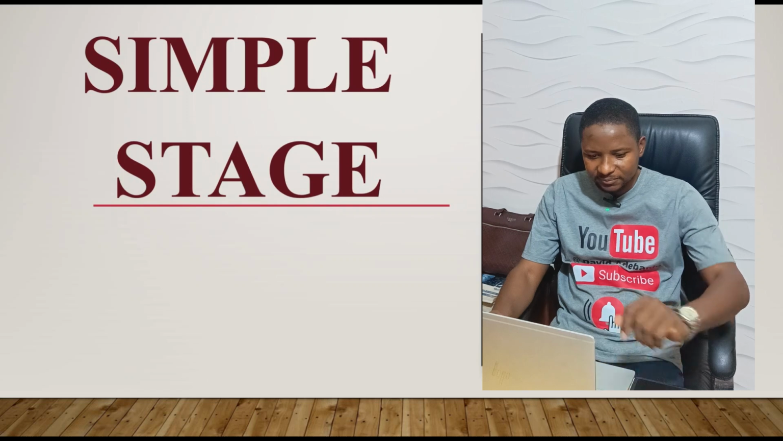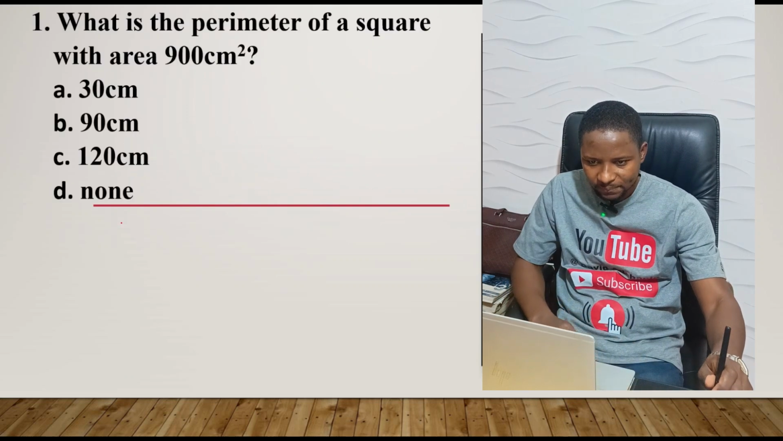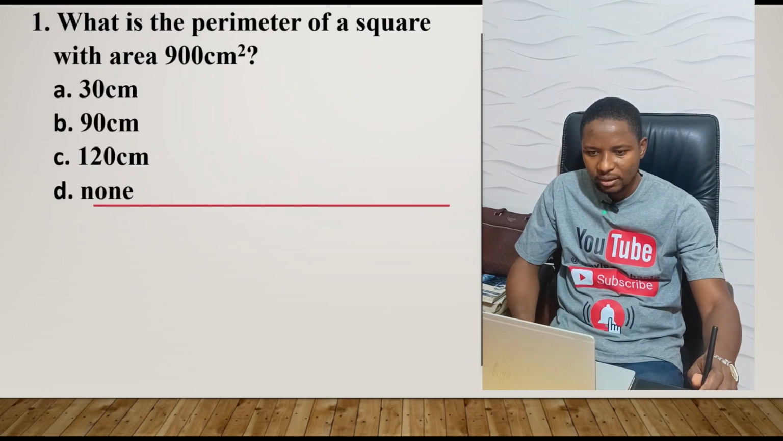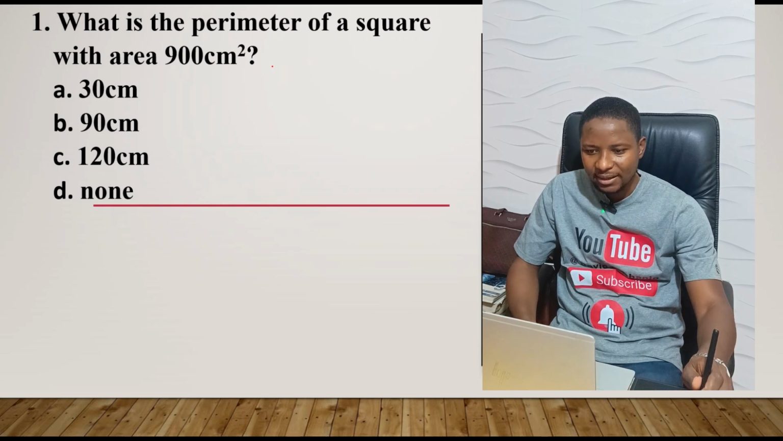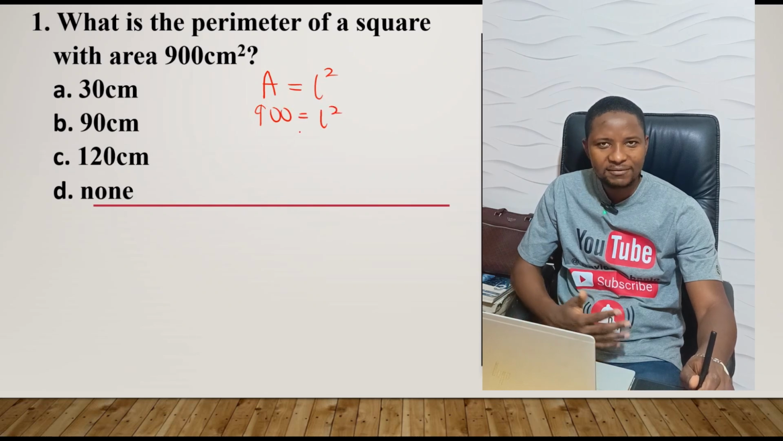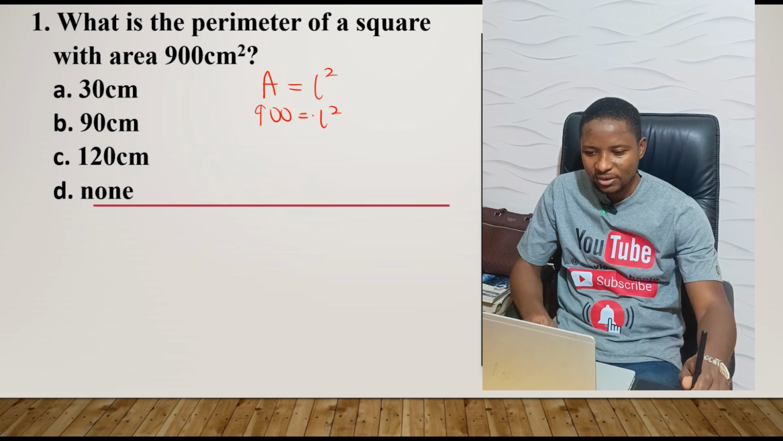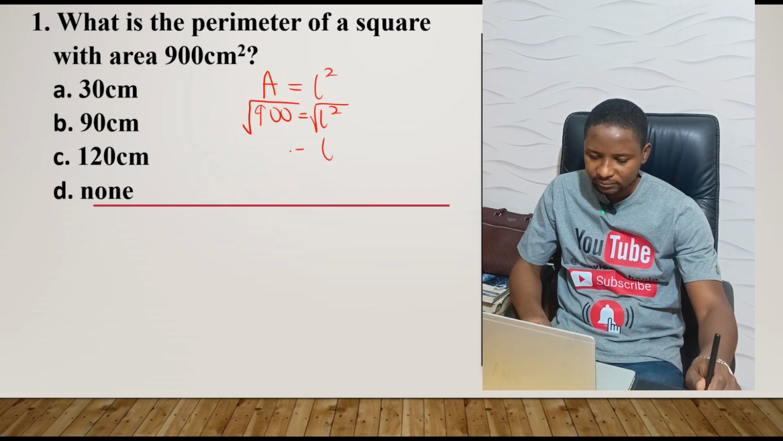For the simple stage, question 1 says, what is the perimeter of a square with area of 900 cm squared? The formula for area of a square is L squared. Now they give you the area to be 900 and you're looking for just the length, because without the length you can't find the perimeter. So you take the square root to eliminate the square on the L. So if I take the square root of both sides, L will give me: square root of 9 is 3, square root of 100 is 10, so square root of 900 is 30.